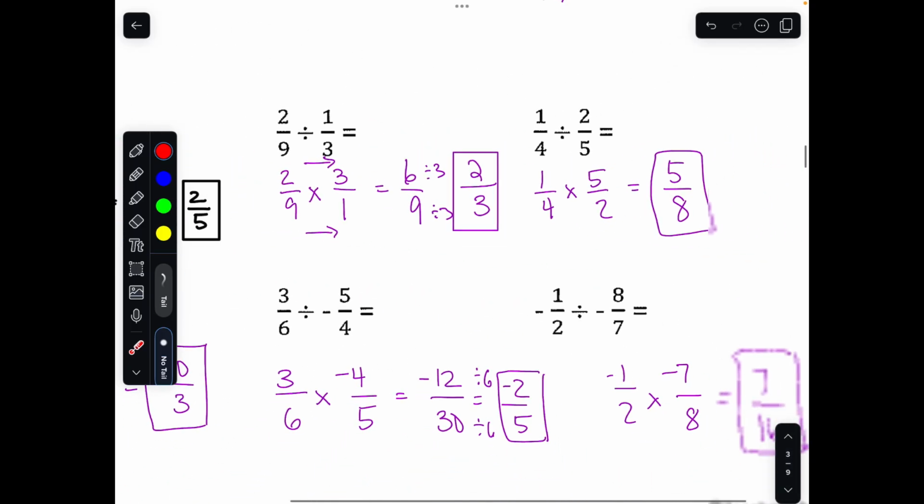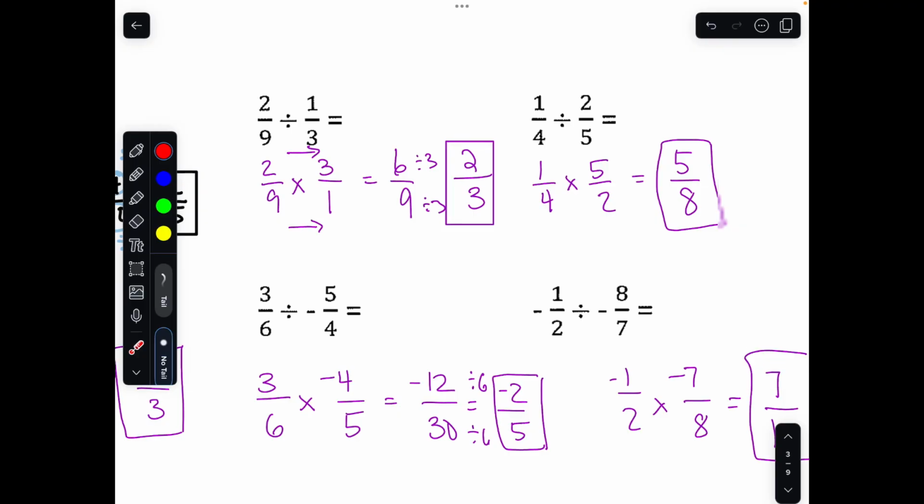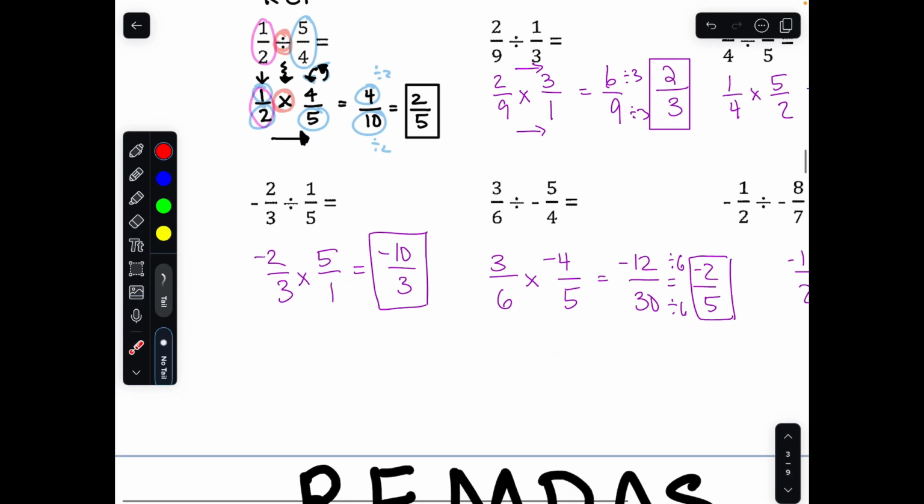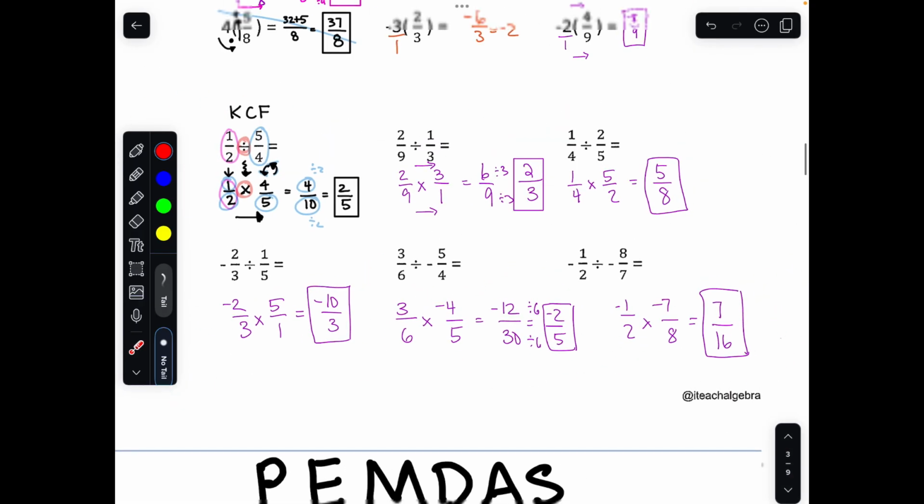And here's all of these for you to check. And of course, you can go back, pause the video, zoom into the video as you need.